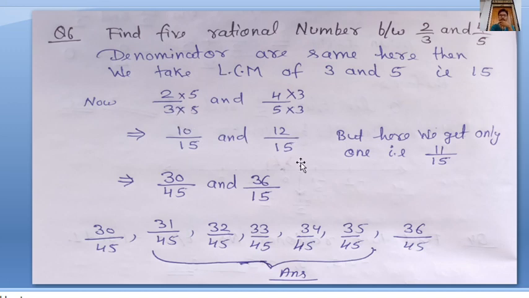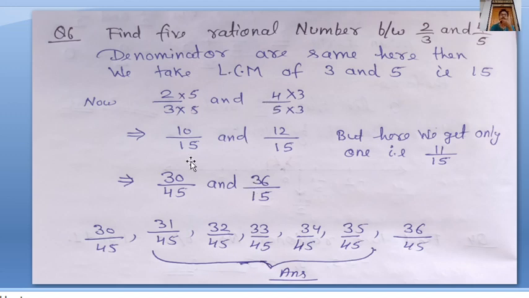But note one thing here: how many numbers lie between them? 10, then 11, then 12. It means only 11 upon 15 lies between them. How many do we need? 5. How many more extra do we need? 4.